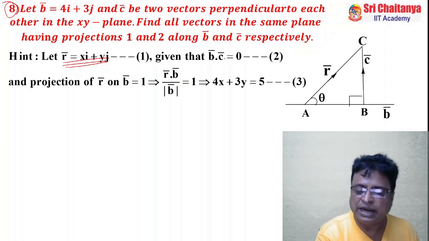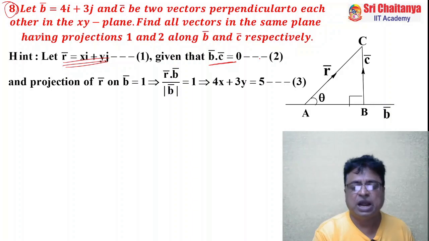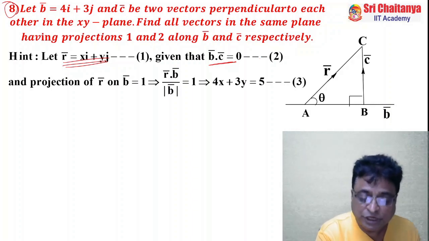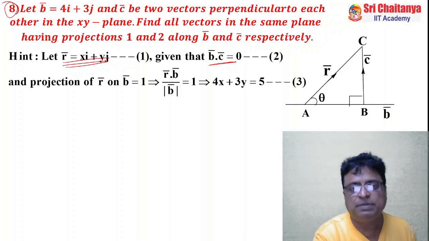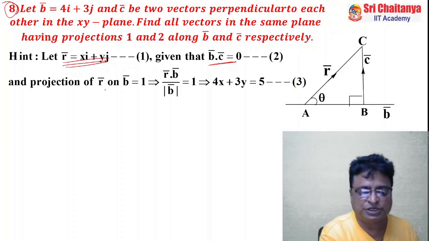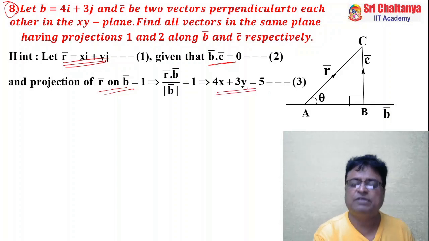Clear? And since the angle between B bar and C bar is 90 degrees, B bar dot C bar equal to 0. And moreover, you need to find R bar. What kind of R bar? The projection of R bar on B bar is 1. Therefore R bar dot B bar by mod B bar equal to 1. Projection means the magnitude. So you get one equation, 4x plus 3y equal to 5.